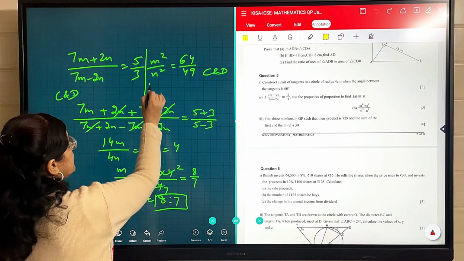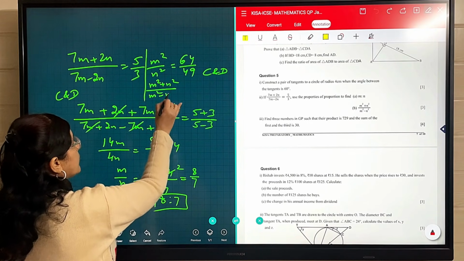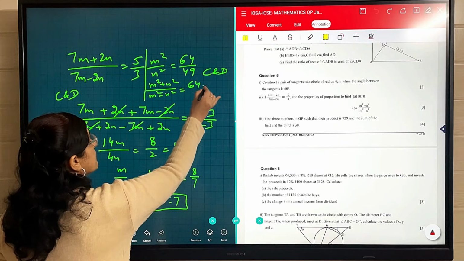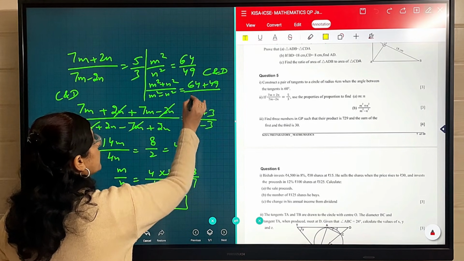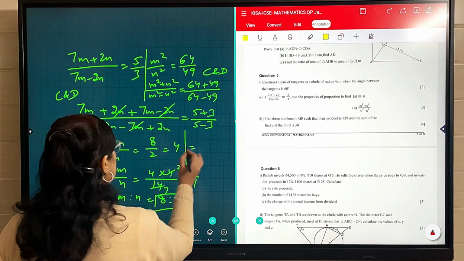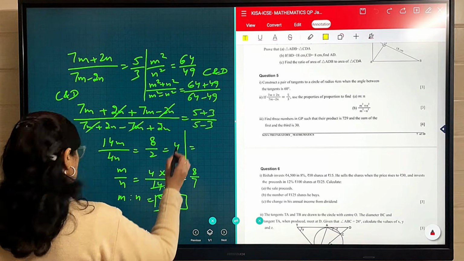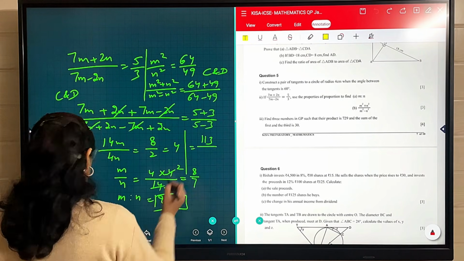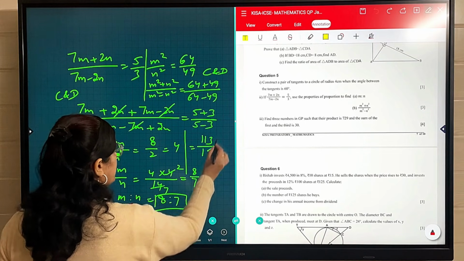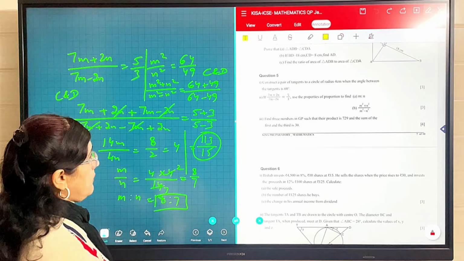So this is m square plus n square, and then the denominator m square minus n square. So 64 plus 49 in the numerator and 64 minus 49 in the denominator. And your final answer will be 64 plus 49, you will get 113, and in the denominator is 15. This is the answer for part B of part 2, question number 5.